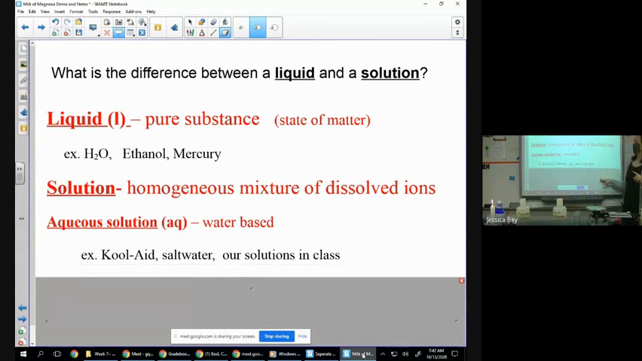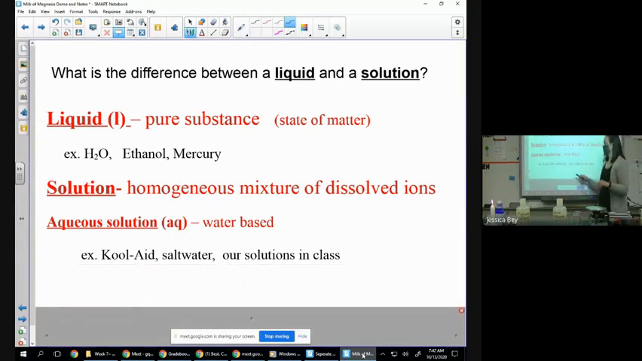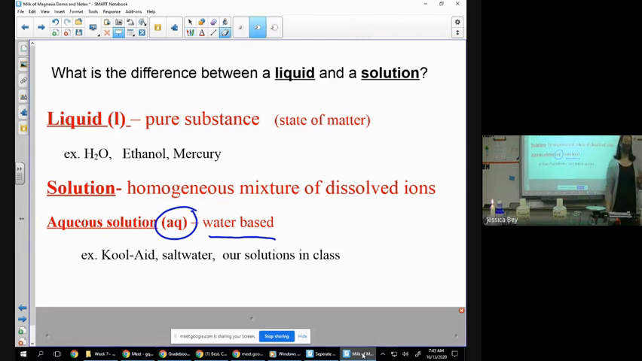unit, an aqueous solution, and you'll see the AQ here, is what 90% of our solutions are going to be. That means that they were made with water, an aqueous-based solution. Or a water-based solution is an aqueous solution. So if you make Kool-Aid, that's an aqueous-based solution. If you make salt water, any of the solutions in our class, some of our indicators will be alcohol-based, but 90% of the things that you use in this class are going to be water-based.